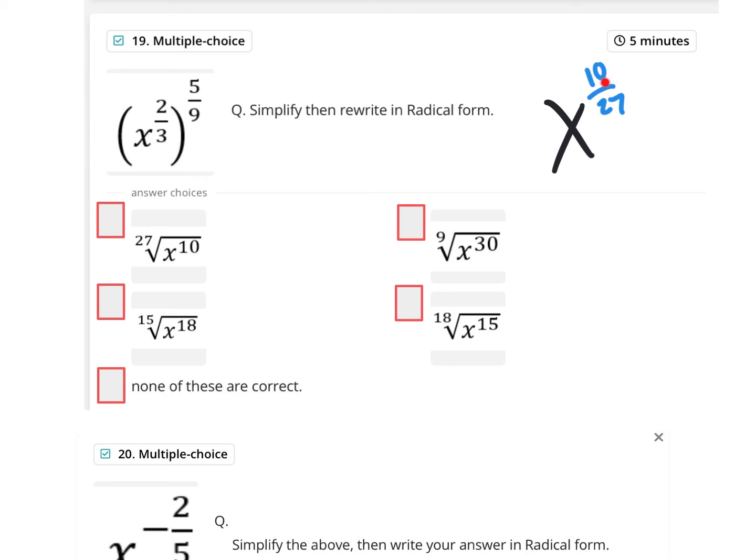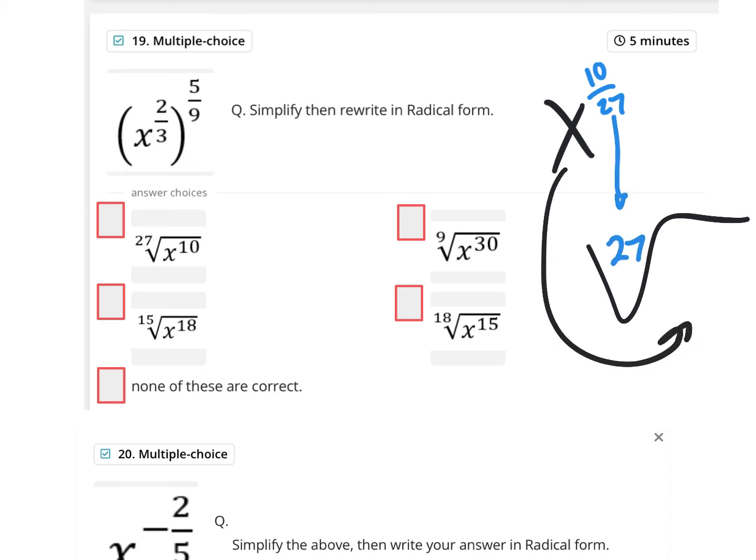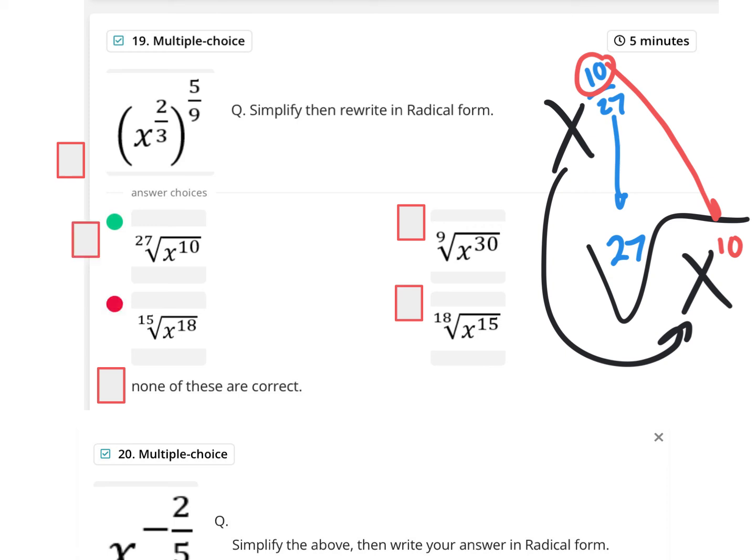But since you can't do anything with this fraction, well, let's change it back to radical format, okay? So it's the 27th root of x to the 10th power. Remember, the numerator is the power, the bottom is the root. So you're just going to rewrite it. The 27 goes right here. The base x goes inside. And the power of 10 goes right there. So it's the 27th root of x to the 10th, which is this question right there. The other ones are obviously wrong.